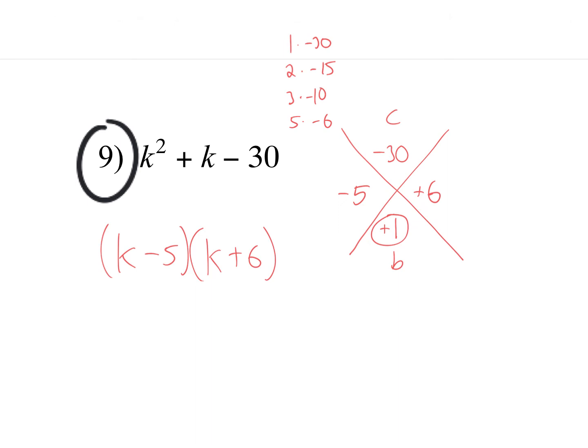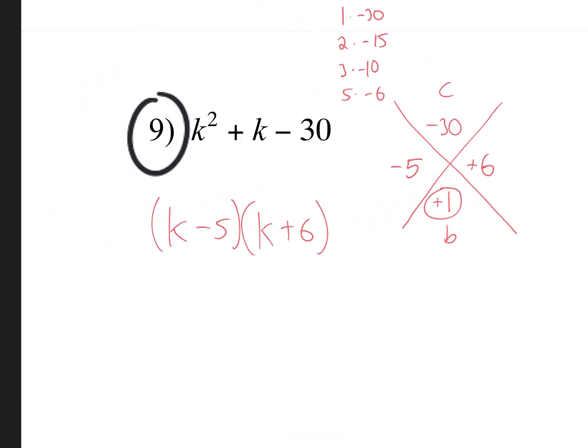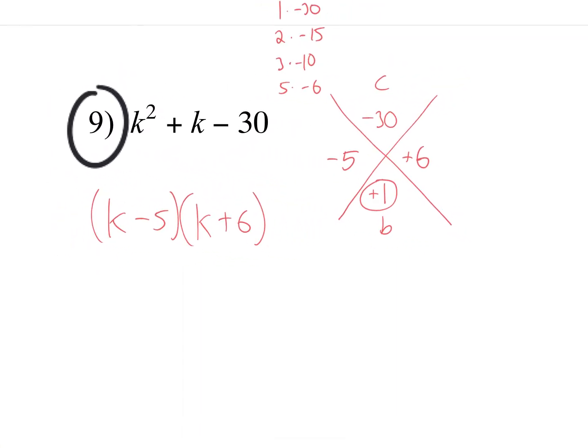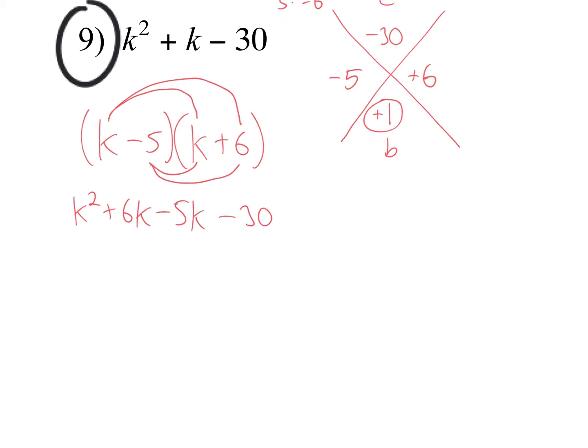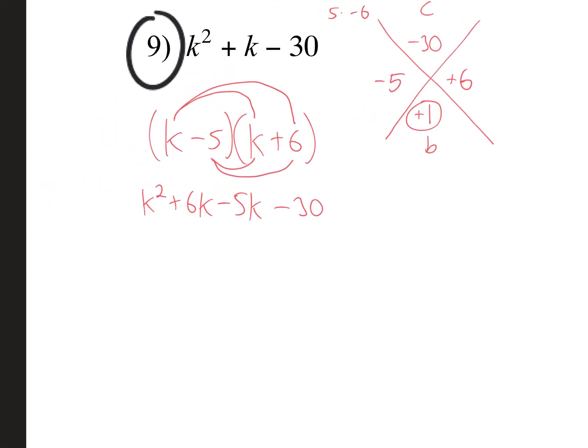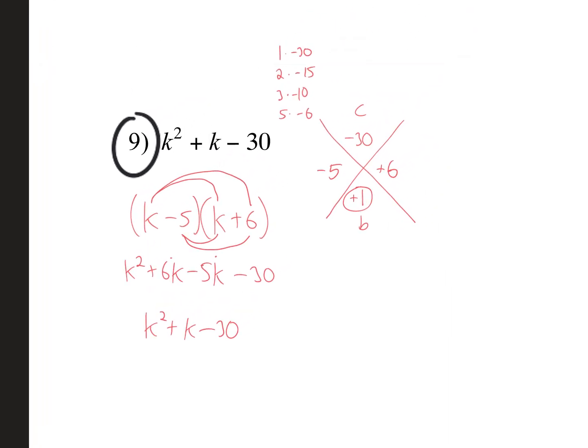All right. Let me just show you really quick here what we're doing, okay? Let's distribute this. I do k times k is what? K squared. K times 6 is what? 6k. -5 times k is what? -5k. And -5 times +6 is what? -30. Now if we combine like terms here, 6k minus 5k, we get k squared plus k minus 30. See how that's what we started with over here? So we're basically doing the opposite.